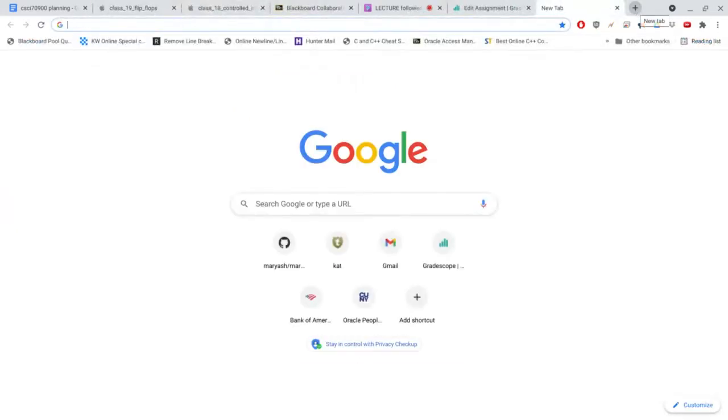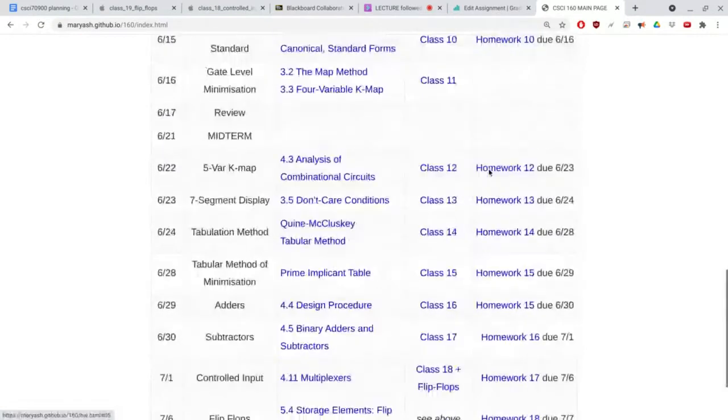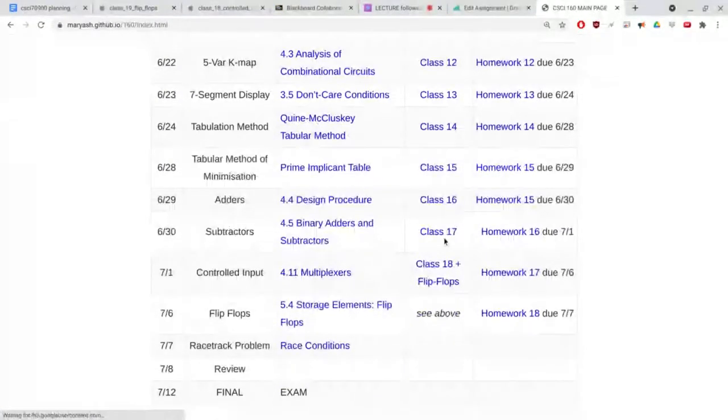So if we look very quickly at our outline, right? There are readings that I would like you to do. Definitely 411, where we have the multiplexers for control input and the storage elements, and then race conditions, right? The link for race conditions doesn't work.